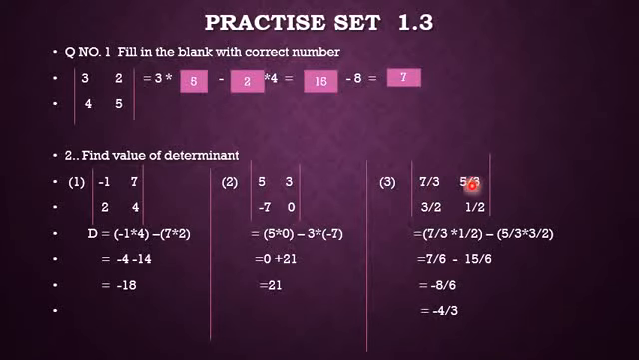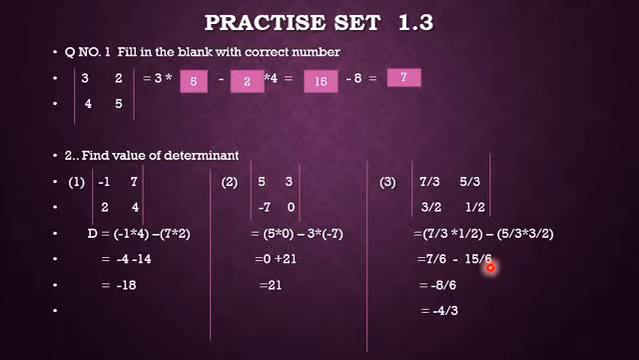Next: 7 upon 3, 5 upon 3, 3 upon 2, 1 upon 2. This was integer numbers. आता अपूर्णांक फ्रॅक्शन मध्ये आपल्याला दिलेले: 7 upon 3 into 1 upon 2 minus 5 upon 3 into 3 upon 2. Multiplication of numerators: 7 into 1 is 7, 5 into 3 is 15, and denominators 3 into 2 is 6, and 3 into 2 is 6.